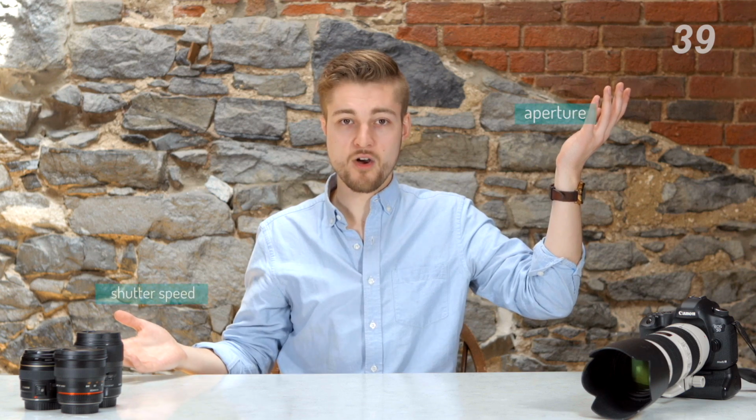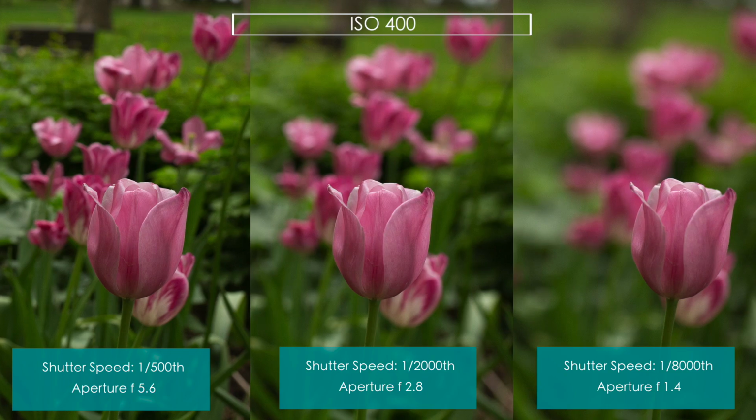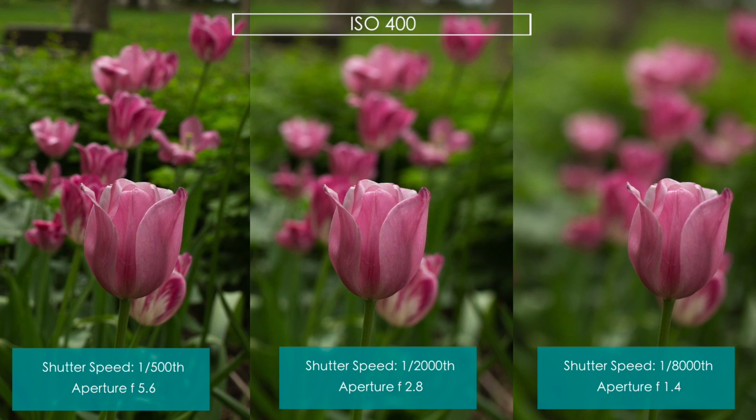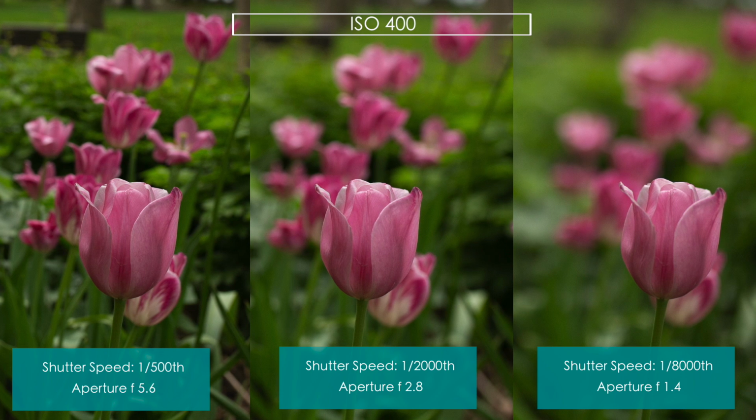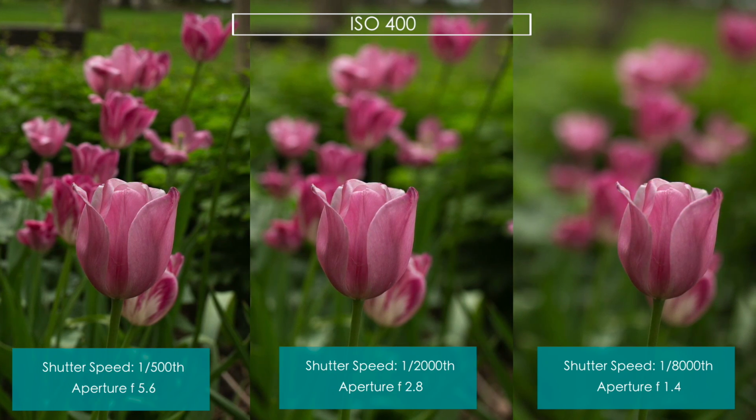Think of a seesaw. When one side goes up, the other side must go down to maintain the same exposure. This is the relationship between shutter speed and aperture. Take this image at 1/500th of a second at 5.6. To keep the same exposure, if I raise shutter speed, I need to lower aperture by the same amount.